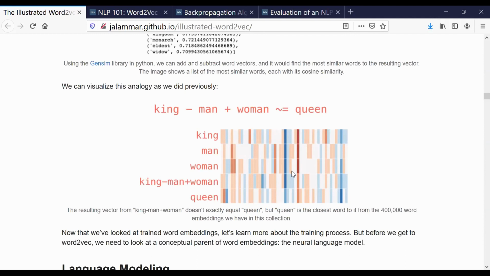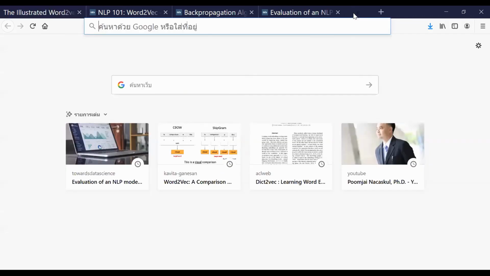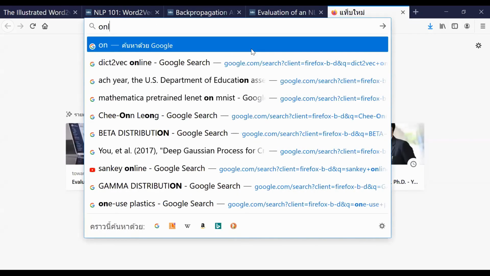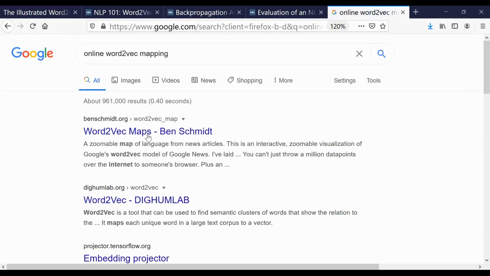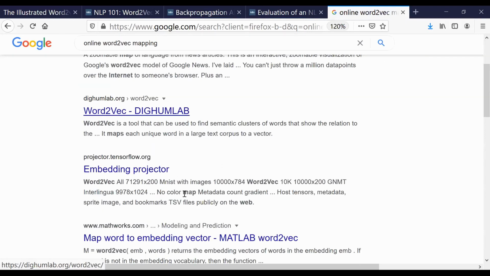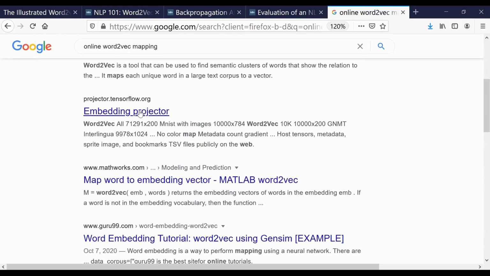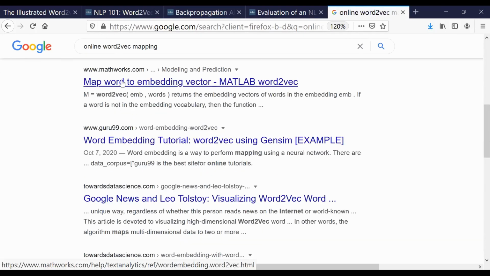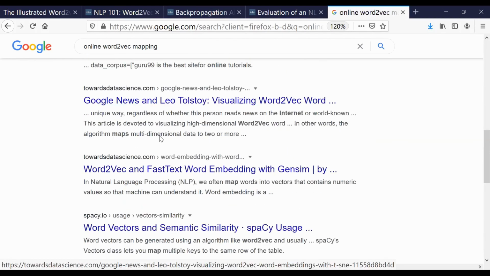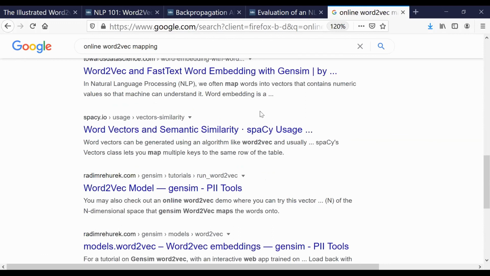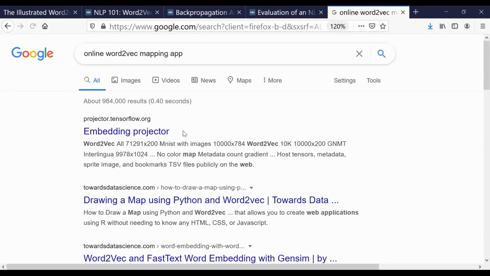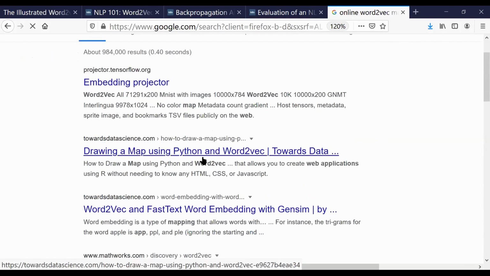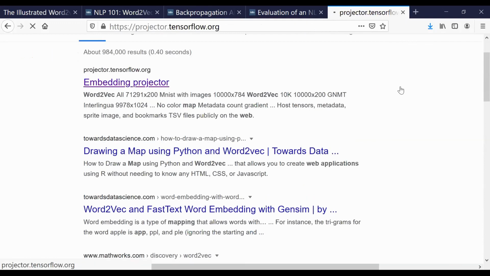Maybe there's an online tool. We can do this. It's an online word2vec mapping that you can put some words into. There should be a map from word to embedding vector. Okay, this is all in here. Let's put in the word app. Embedding projector, maybe. Try that.